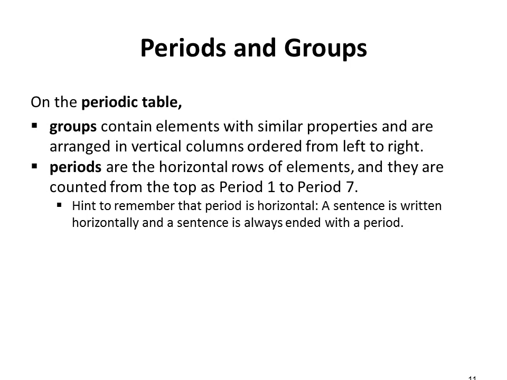And then we also have the rows, or what we call periods. The periods are the horizontal rows of the elements, and those are pretty straightforward. They're counted from 1 through 7, from top to bottom. One helpful way that I remember the difference between periods and groups is that you write a sentence in the horizontal direction, from left to right, and you always end the sentence with a period. That may be helpful for you to remember which are groups and which are periods.